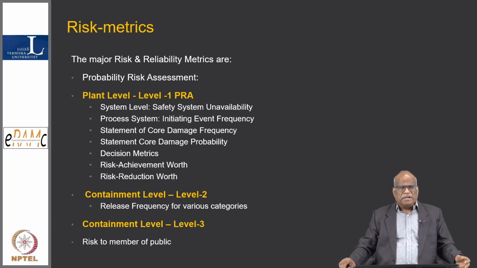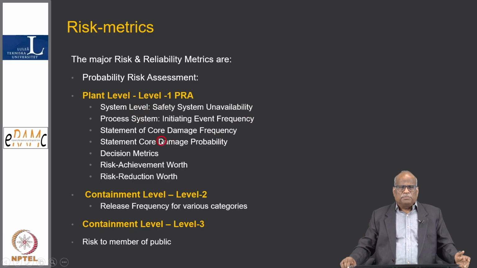Now when we talk about the risk metrics, probably in some way or other we have discussed. So the major risk and reliability metrics are, one, probabilistic assessment. When we talk about the plant level PRA, actually we are discussing level 1 PRA, that means system analysis, which is applicable to all the plants. Level 2 and level 3 are more relevant to nuclear plants, because there is a containment, and what is happening inside the containment is what level 2 addresses, and what is happening in the public domain, that is level 3.